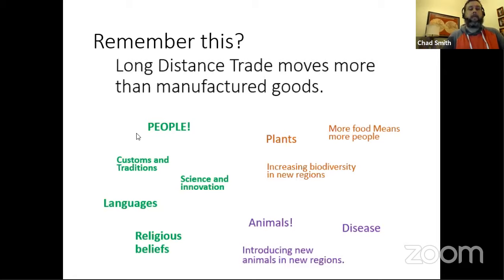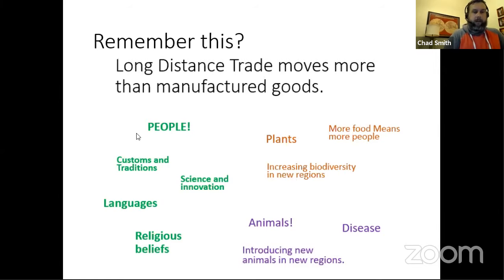Along with the goods come people, animals, plants, disease, culture and language, new technologies and ideas, and population and demographic changes as a result of both disease and new biodiversity. And that's true after 1450 as well as in the periods that we discussed before.